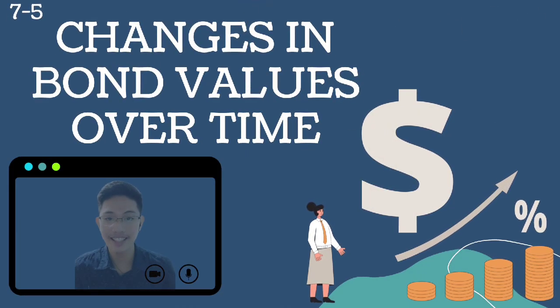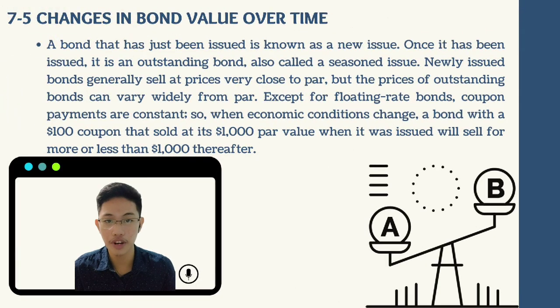Now, we talk about changes in bond value over time. Newly issued bonds generally sell at prices very close to par, and because coupon payments are constant, when economic conditions change, a bond with a $100 coupon that sold for $1,000 par value when it was issued will sell for more or less than $1,000 thereafter. What we are saying here is that the bond's value may change over time because of the volatility of the bond market that is subjected to economic conditions. This is why we use the calculation of yield to maturity and yield to call to measure the rate of return when such changes happen over time.